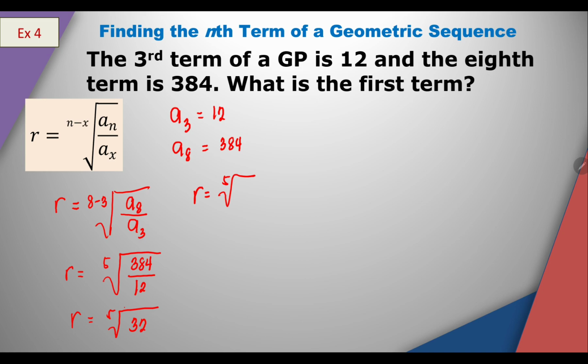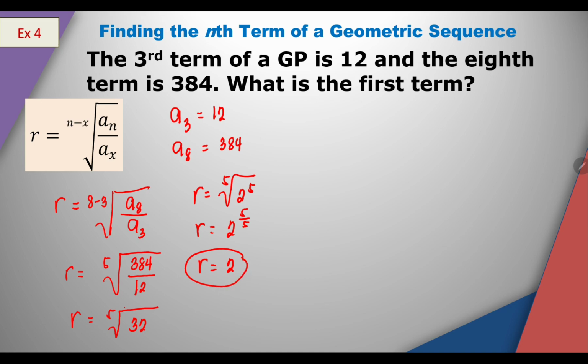32 is actually a power of 2. That is equivalent to 2 raised to 5. 2 times 2 is 4, times 2 is 8, times 2 is 16, and times 2 is 32. Thus, we can now say 2 raised to 5, divided by the 5. The index is 5. The r is equivalent to 2. We now have a common ratio of 2.